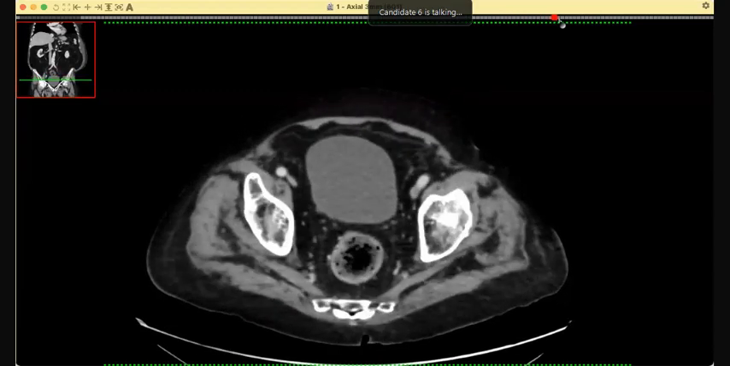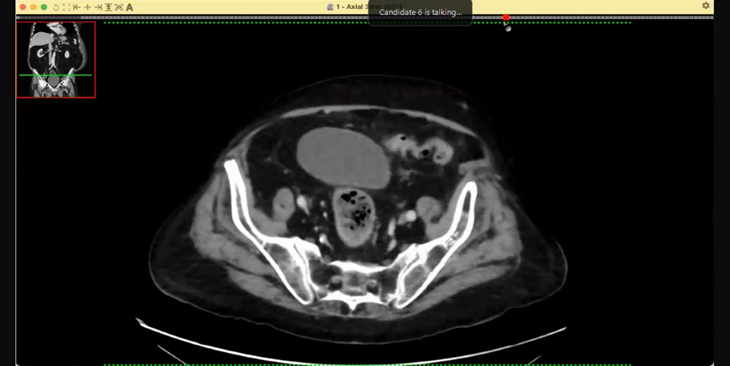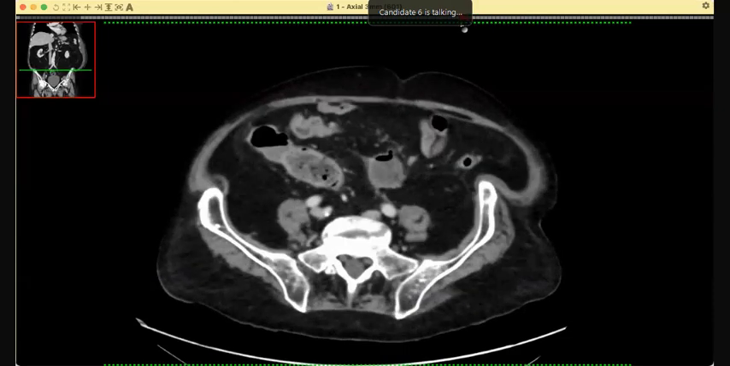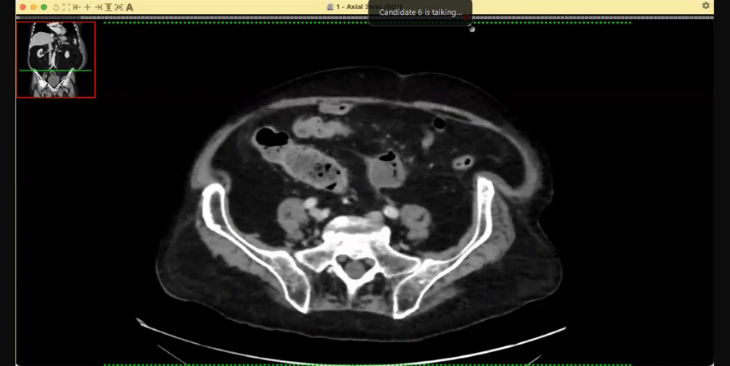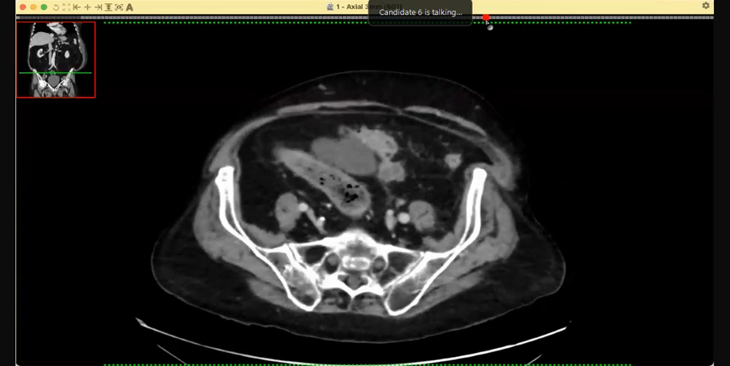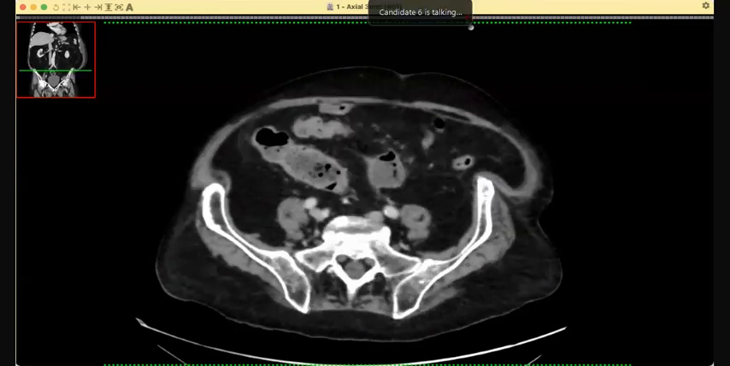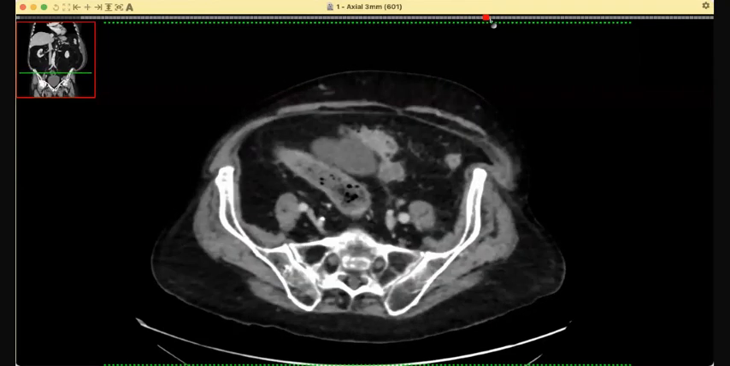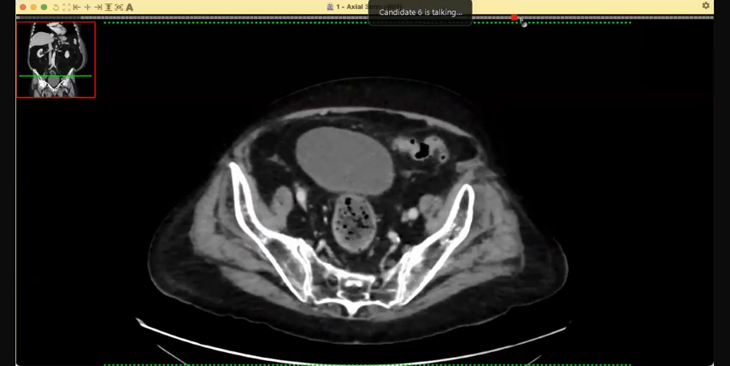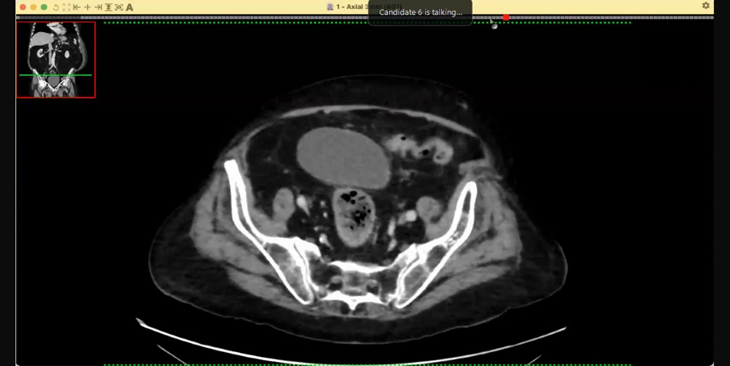I think there is a peripherally enhancing area of collection noted within the mesentery, which is adjacent to the sigmoid colon. It also has multiple air foci and adjacent fat stranding. There is evidence of a few diverticuli in the adjacent segment of the colon. So I'm thinking that this could be a complicated diverticulitis with perforation and diverticular abscess formation.